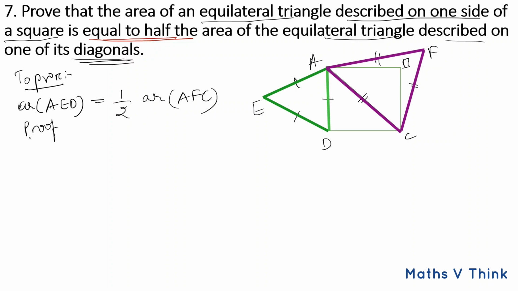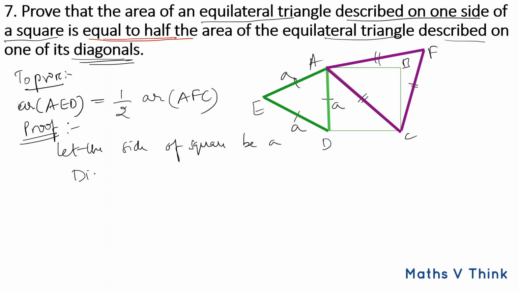Proof. Now they gave a square. So we shall take the side of square BA. So let the side of the square be A. If this is A, then this will also be A.